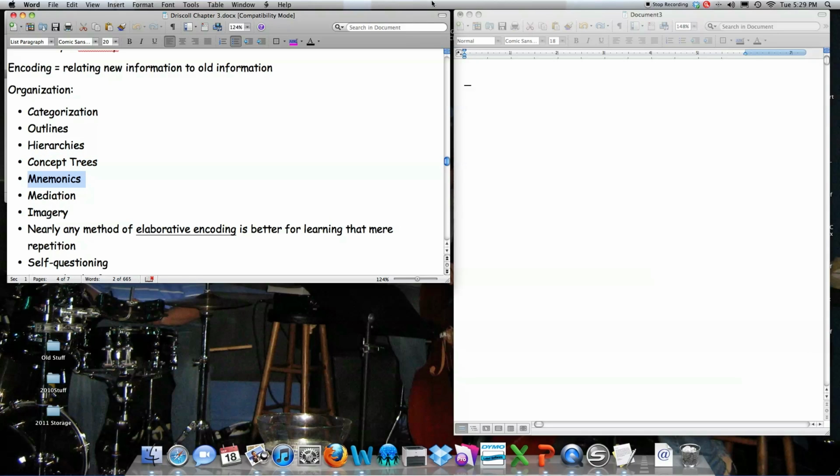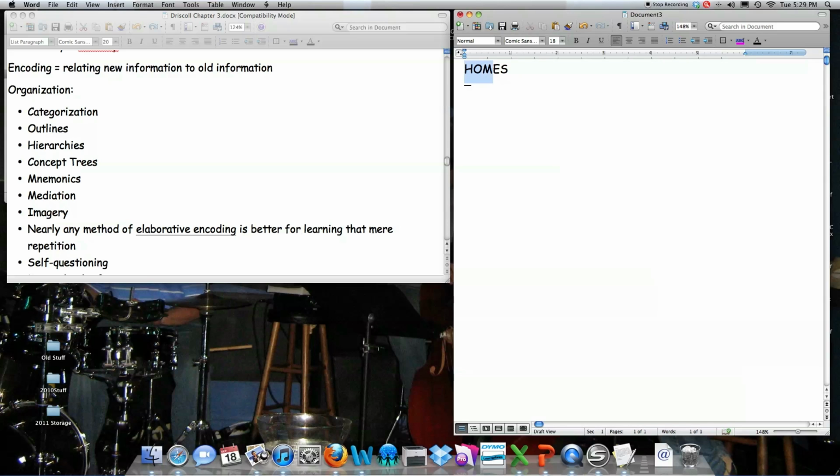Mnemonics, I'm sure we can all think of good examples, and some people listed some in class. Homes, for the 5 Great Lakes: Huron, Ontario, Michigan, Erie, and Superior. Obviously, we've got all the math ones. The one that comes to my mind first is FOIL. When you're dealing with quadratic equations, you multiply the first, then the outer, then the inner, then the last. And of course, this could be elaborated.